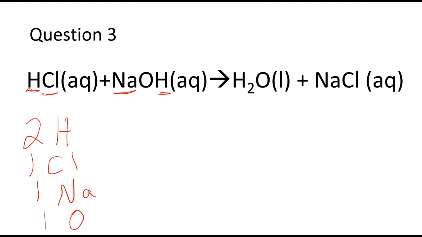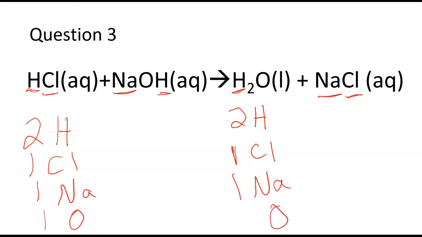Now let's check my elements on the right side of the equation, on my products. I have hydrogen, I have 2 hydrogens. Chlorine, I have 1 chlorine. Na, I have 1 Na. And oxygen, I have 1 oxygen. Wait a second. 2 hydrogens, 1 chlorine, 1 sodium, 1 sodium, 1 oxygen, 1 oxygen. This equation is already balanced.